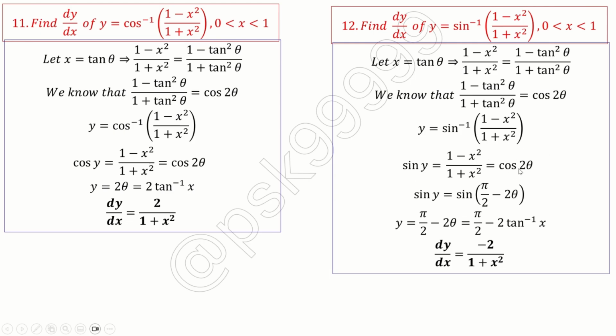Again, just think about the trigonometric formula. Cos 2 theta you can write as sine of pi by 2 minus 2 theta. Now both sides are sine, so the angles should be equal. So y equals pi by 2 minus 2 theta. Theta is nothing but tan inverse of x, so it is pi by 2 minus 2 tan inverse of x. dy by dx is equal to minus 2 into the tan inverse differentiation, which is 1 by 1 plus x square. So the answer is dy by dx equals minus 2 by 1 plus x square.